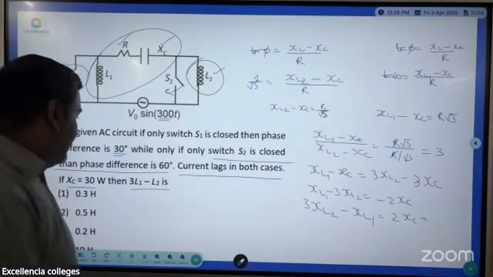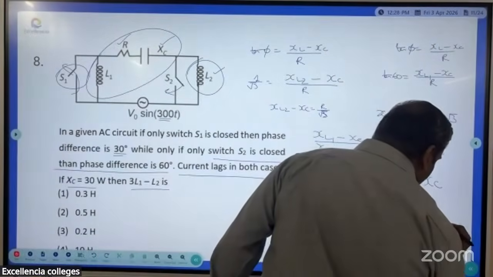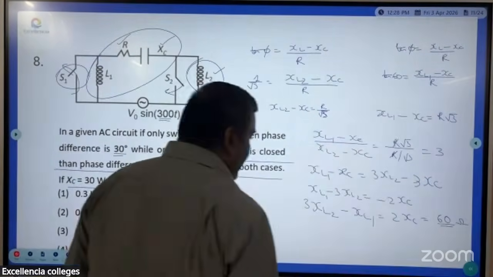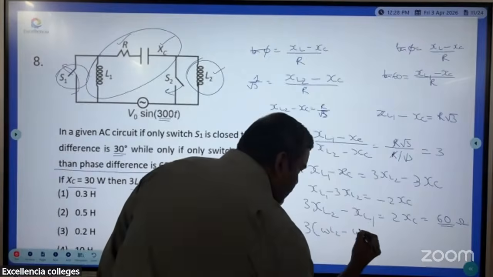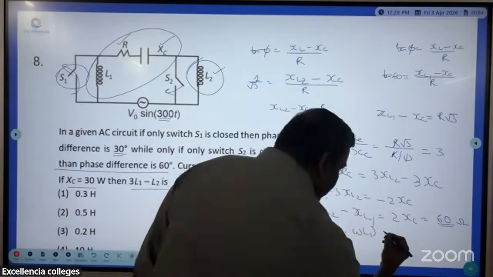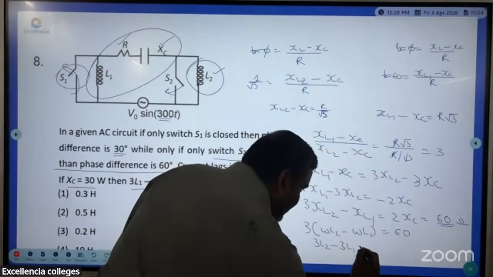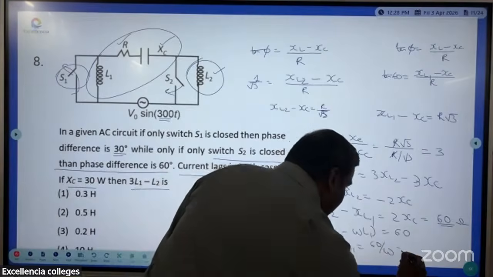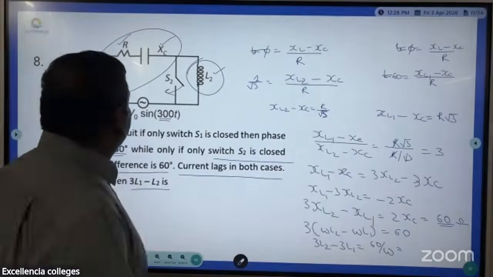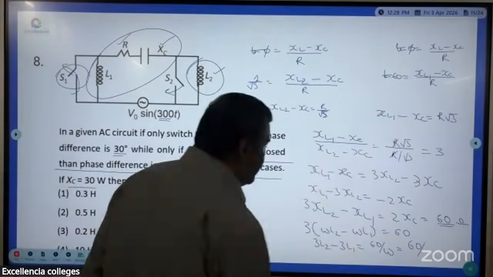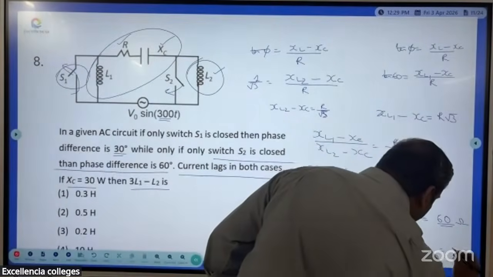Now XC is given in the question. कितना है भाई XC? 30. So we'll put it as 30. So 2 into 30 will become 60 ohms. And 3 times XL2 means omega L2 और ये हो जाएगा omega L1, and that's equal to 60. So I can write this as 3L2 minus L1 is equal to 60 by omega. And 60 by omega, omega आ जाएगा 300, that's going to become 60 by 300. And that's going to give me 1 by 5.